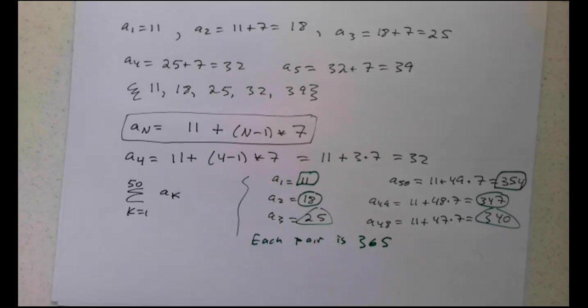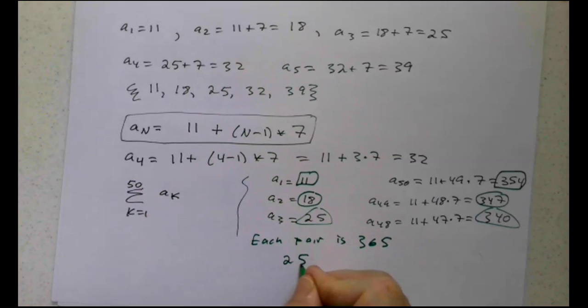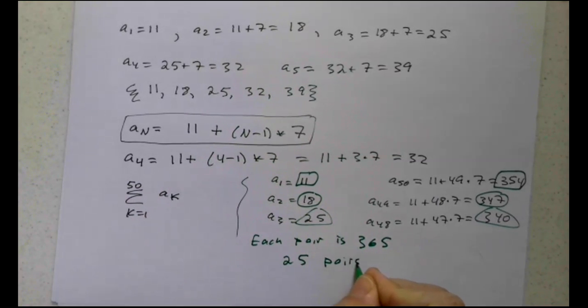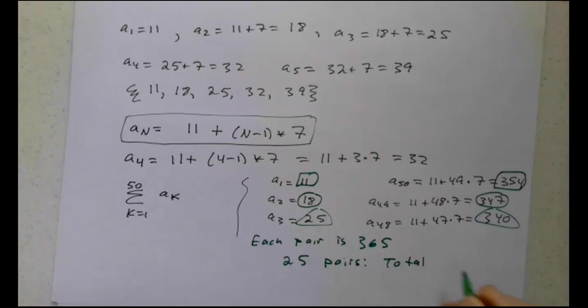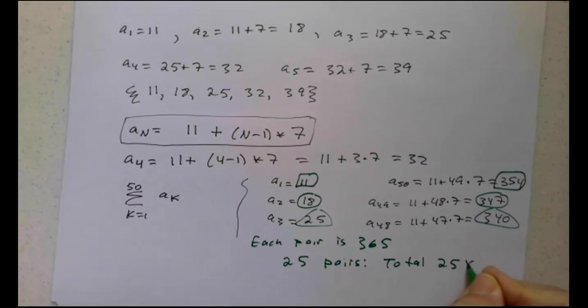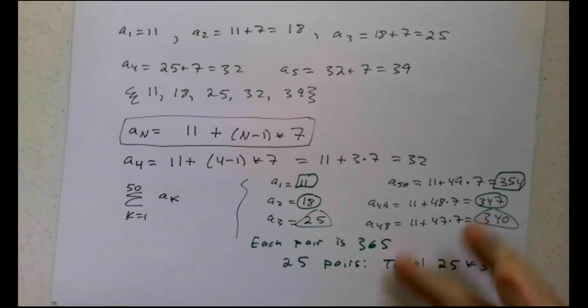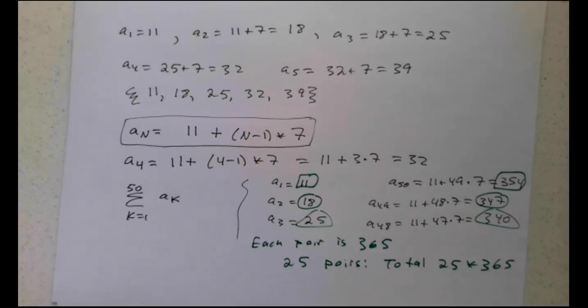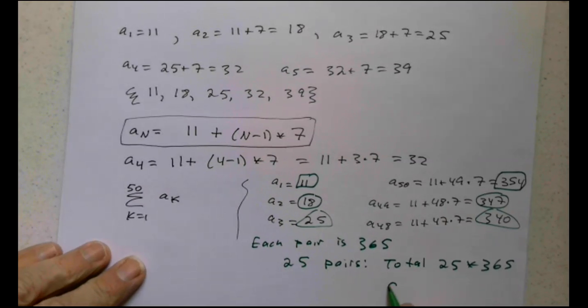How many pairs do I have? Well, there's 50 numbers in our list. If there's 50 numbers in our list, I would have 25 pairs. So the total should be 25 pairs of 365. So what is 25 times 365? We get 9125.